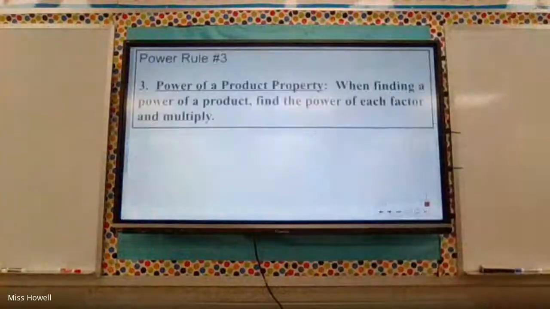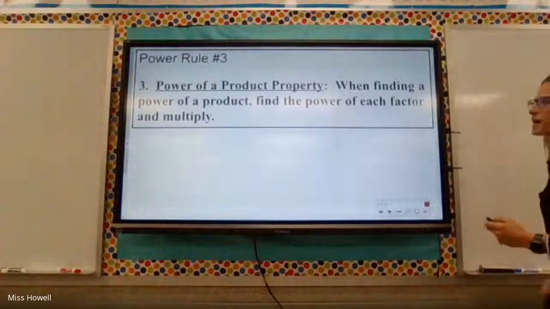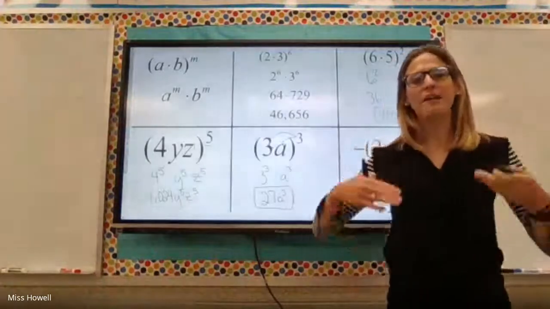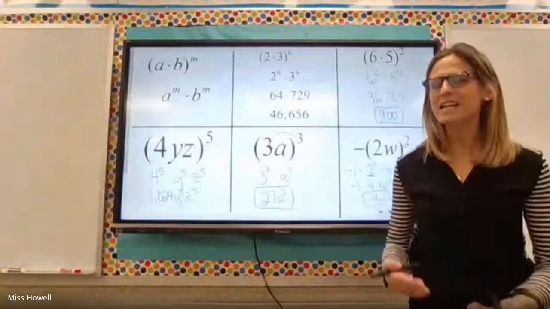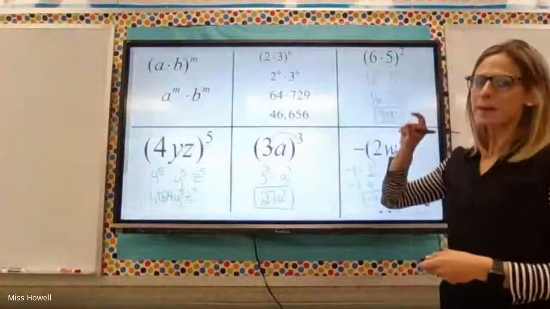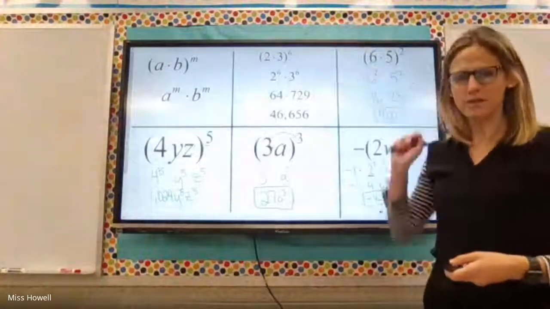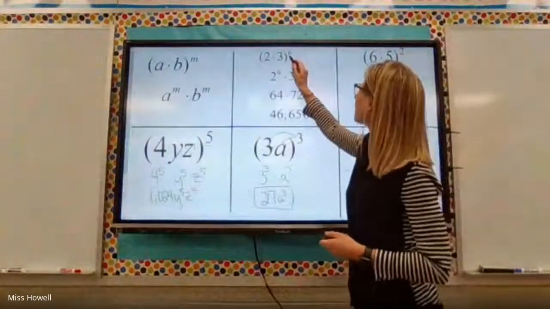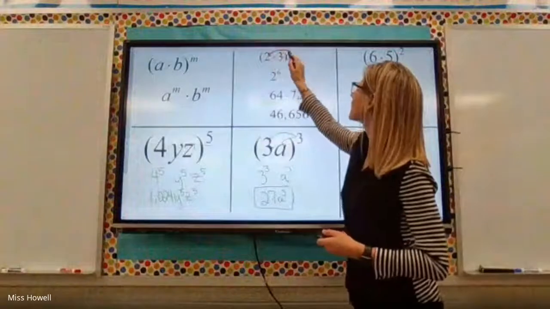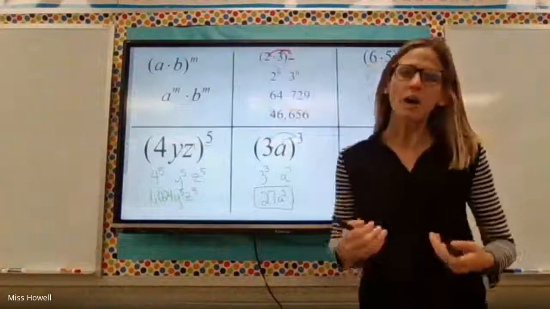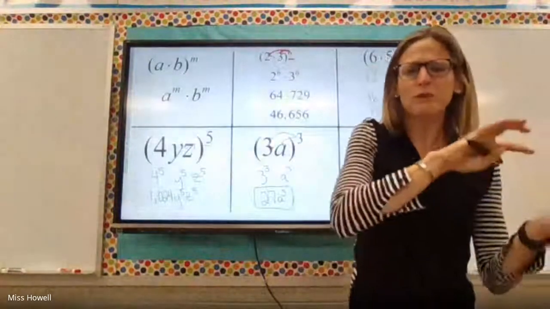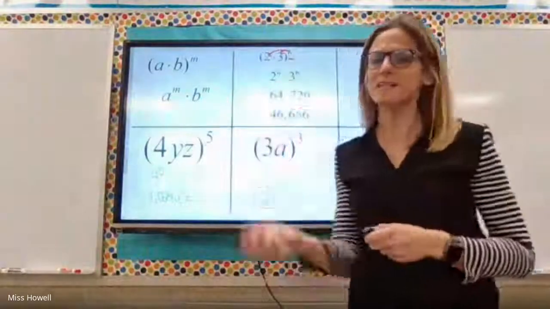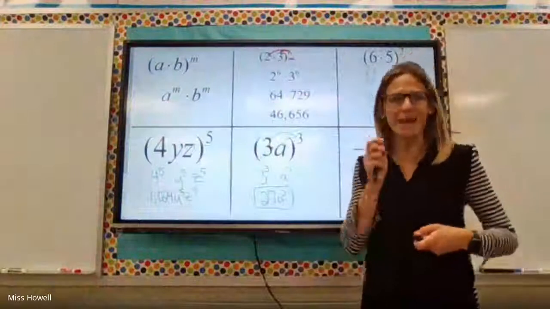Rule number 3, the power of a product rule, says if I have a multiplication problem that has a power, then the power can get shared to each part of the multiplication problem. Now be careful, when I share it to the items on the inside, I often have to use rule 2 to multiply because some of the things on the inside might already have a power.